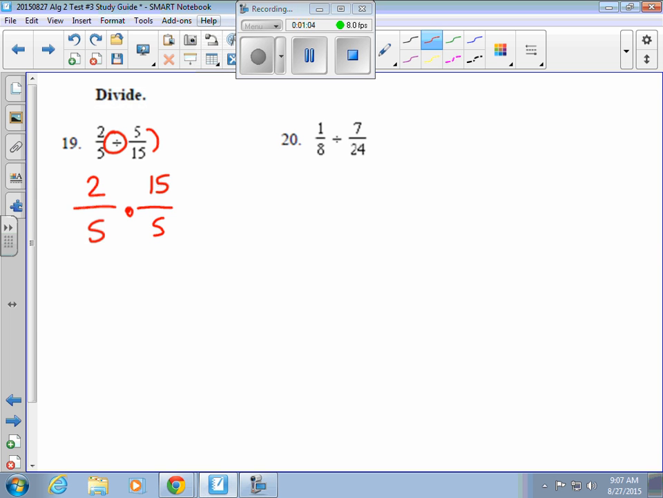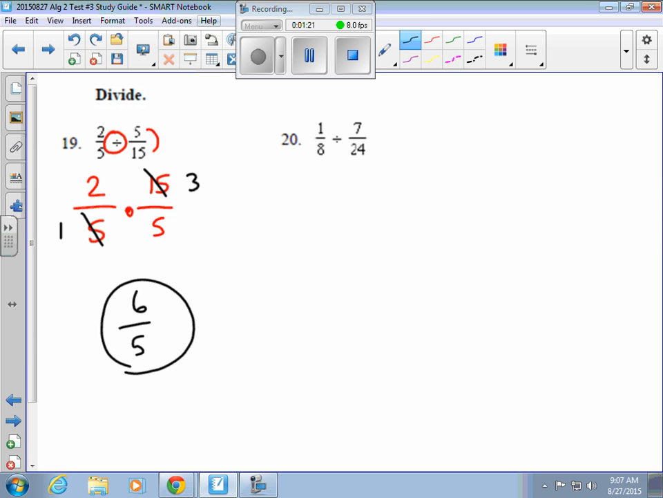We can cross cancel some of this and make smaller numbers. 5 goes into itself and into 15. Into itself once, and into 15 3 times. If you multiply straight across now, 2 times 3 is 6, and 1 times 5 is 5, 6/5.